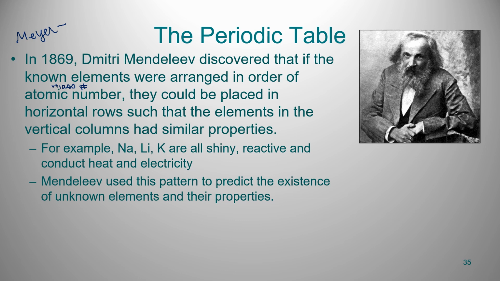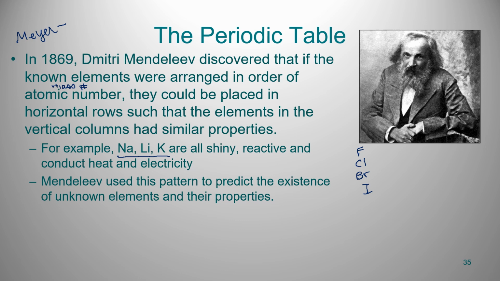So sodium, lithium, and potassium are all elements in the first column. They all act very similar to each other. They're all shiny. They're all very reactive. They conduct heat and electricity. Everything in the second column acts very similarly to each other. If you look in column 17, which are the halogens, which is chlorine, bromine, iodine, fluorine, they all act very similarly to each other. They're mostly gases and very reactive. Anyway, this is called the periodic law or the periodic table.